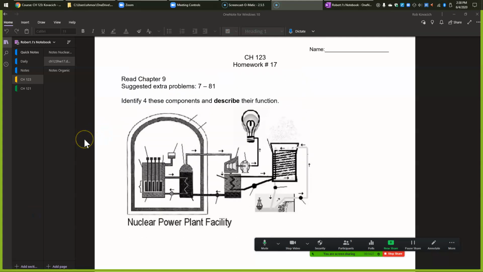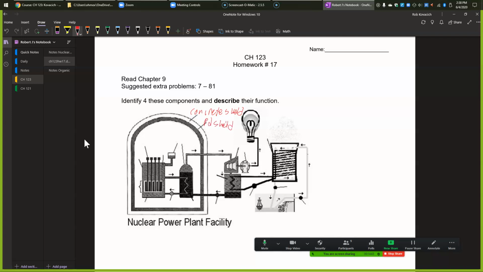All right, so naming parts on this. There's lots of things you could have done. Concrete shield, lead shield, or you could have said that this whole thing was the containment.